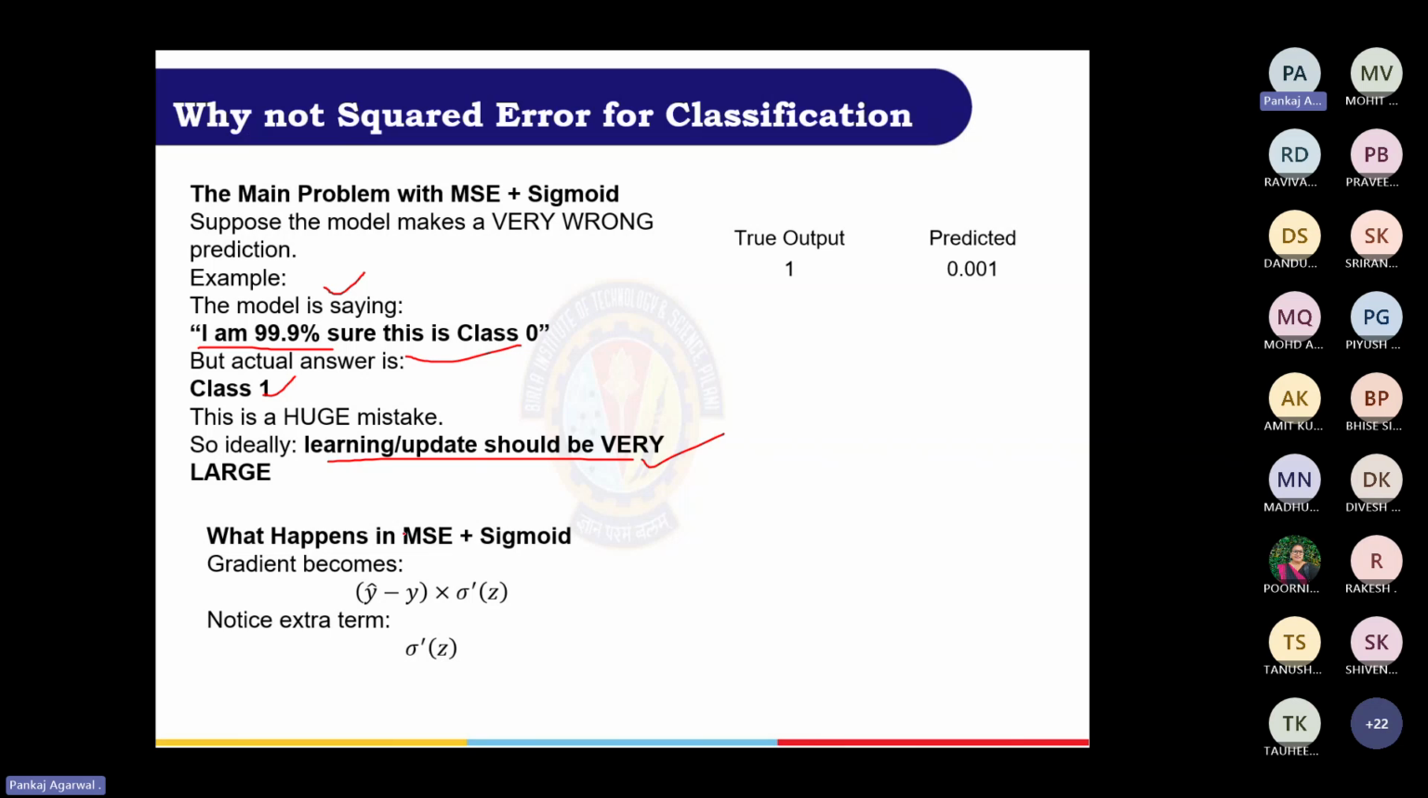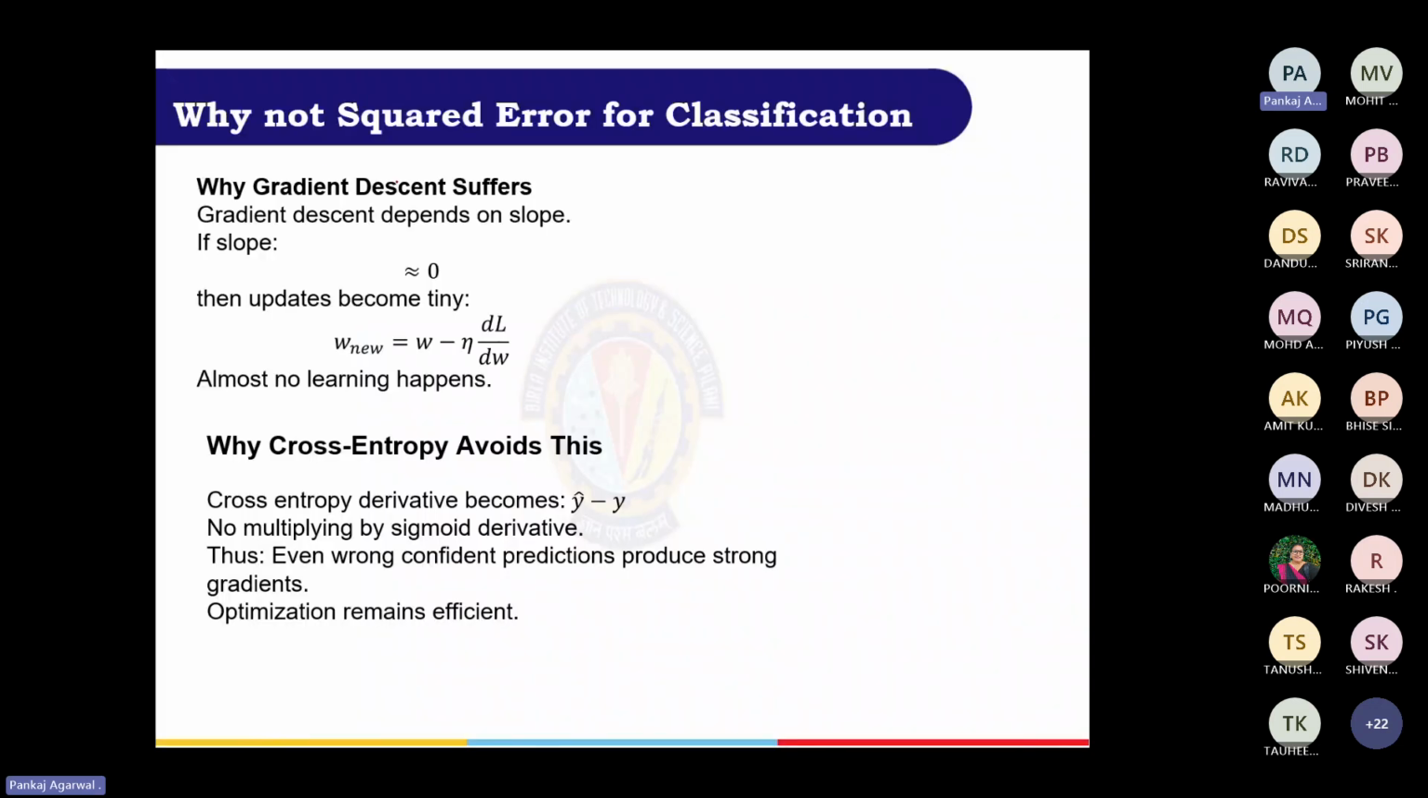So you should be very clear in your thoughts that MSE would fail, right? So why does gradient descent suffer? Because gradient descent depends on the slope, right? Then updates become tiny and almost no learning happens. And why does cross entropy avoid this? Because the cross entropy derivative becomes like this, right?